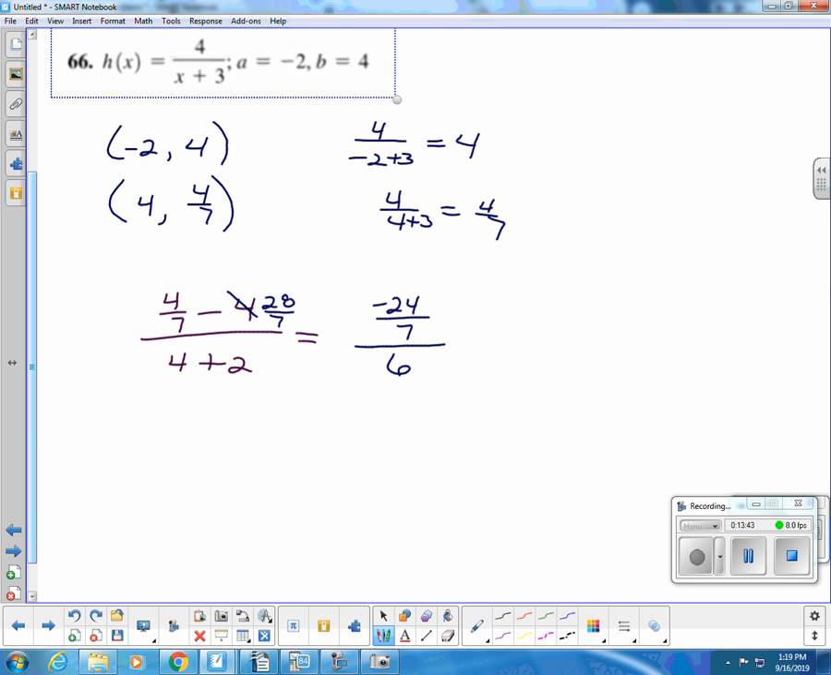How do you reduce that? How do you divide a fraction by 6? Yeah, multiply by the reciprocal. What's the reciprocal of 6? 1/6. Yes, yes, you must be able to reduce that. 6 goes into both of them. So you're left with negative 4/7.